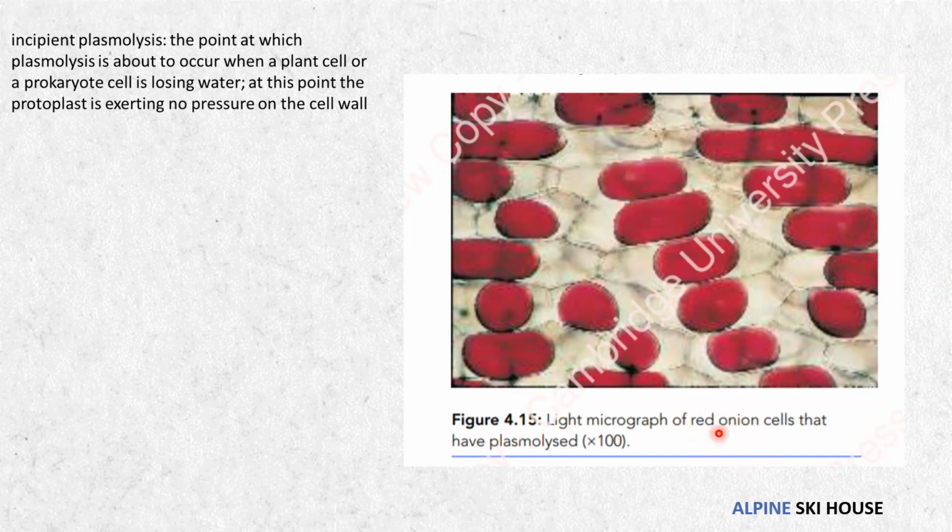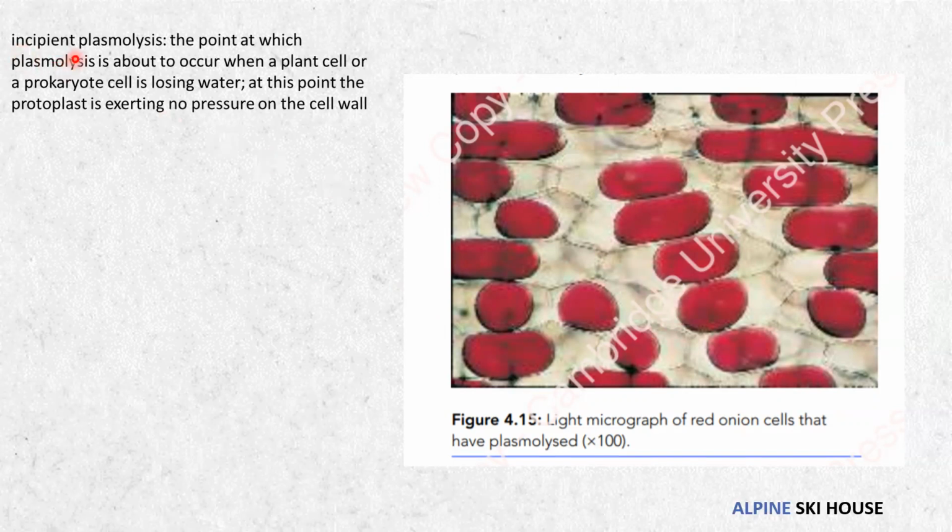It's a red onion cell. You can see the pigmentation is red because of the red onion's internal pigmentation. You can appreciate that the cell walls are intact, but the cell membrane has plasmolysed and shrunken so much because of the loss of water. So that is what this essentially is.